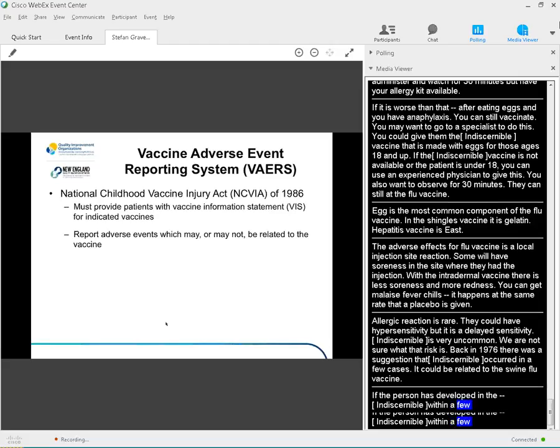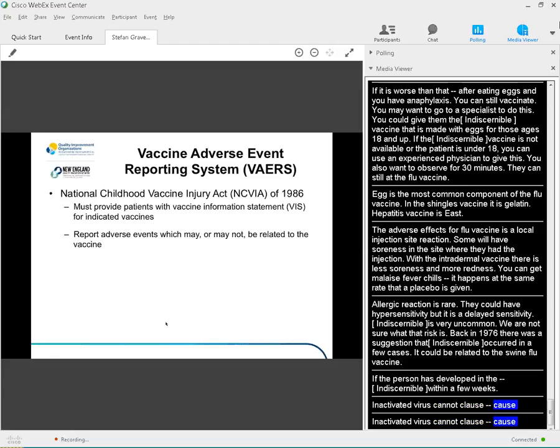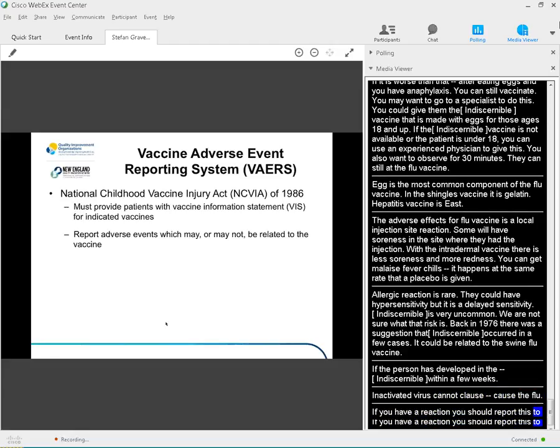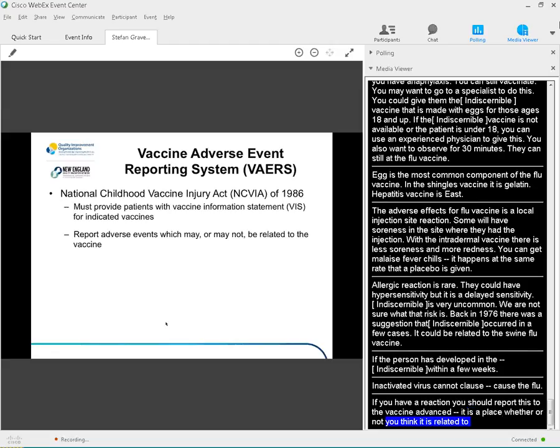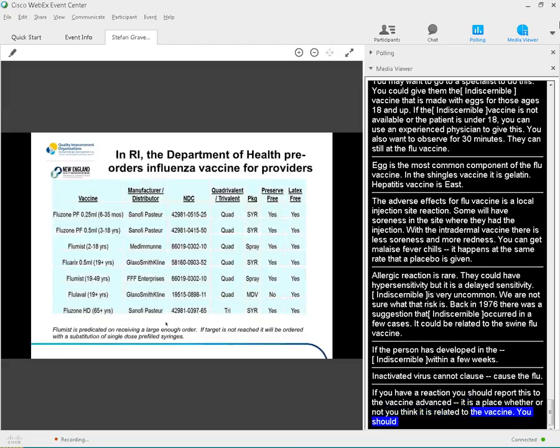If you have a reaction, you should report this to the Vaccine Adverse Event Reporting System, called VAERS. And you can see that this was an injury act, and it's a place to report whether or not you think it's related to the vaccine. If they have something that happens shortly after vaccine, you should report it here, and that's the way we track it nationally.